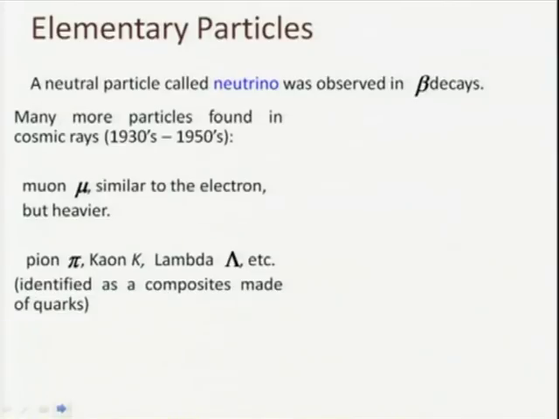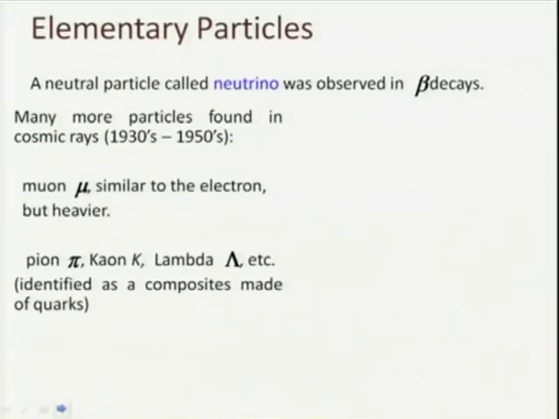Muons were like electrons, elementary in the sense that they are not made of finer or more fundamental particles. Whereas the other set, pion, kaon, lambda, etc., were later found to be made of quarks like neutrons and protons.